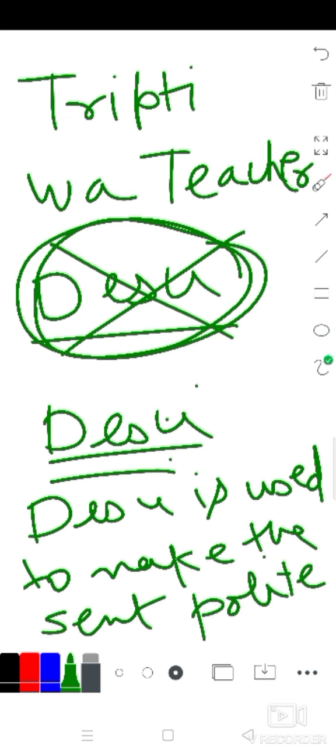So why do we use this? We use this to make the sentence polite. Tripti va teacher still carries the meaning that Tripti is a teacher, but when we add this, the sentence is polite. That is why we always insist you add this at the end, so that your sentence will be polite. Now do not go with the explanation like this is "ha he who" or to complete the sentence. No. This is not the explanation. If somebody asks you why we use this, it makes the sentence polite.